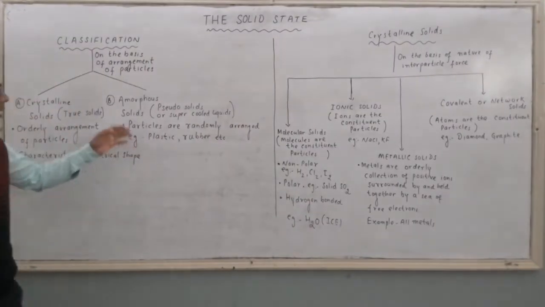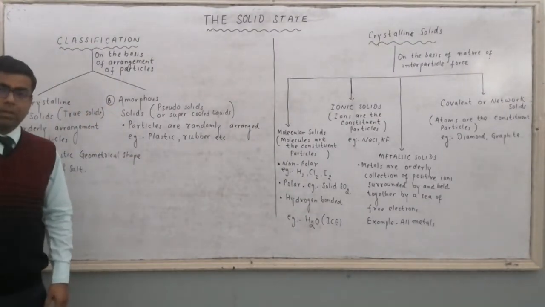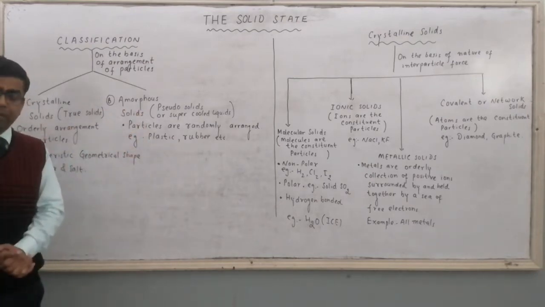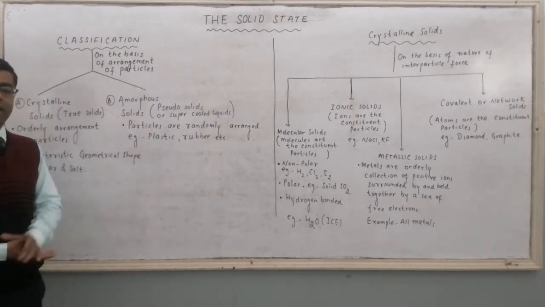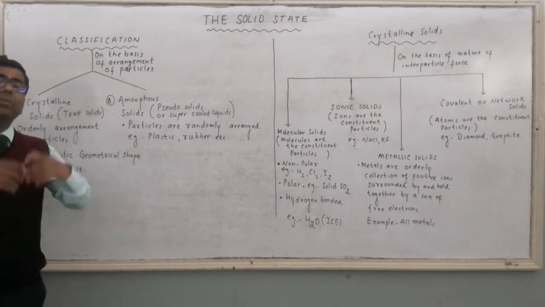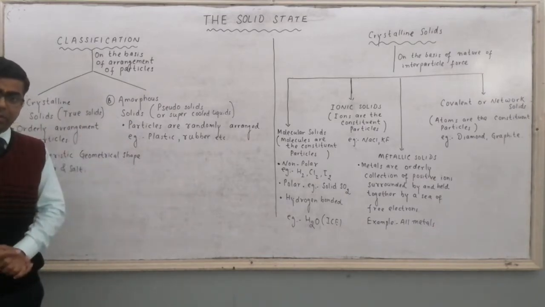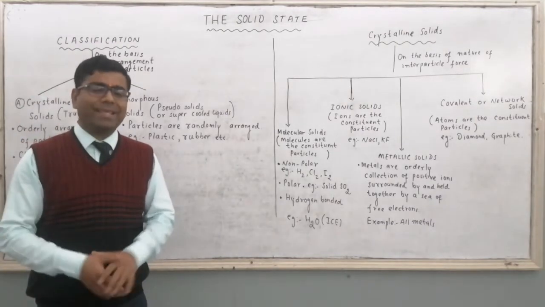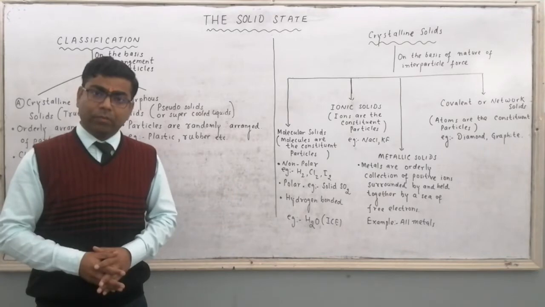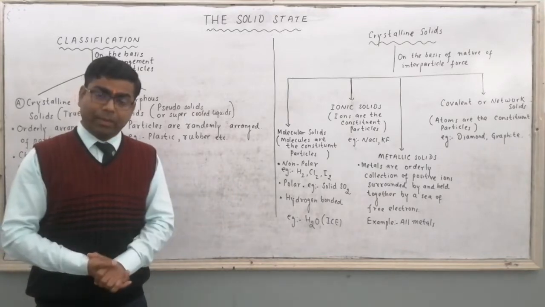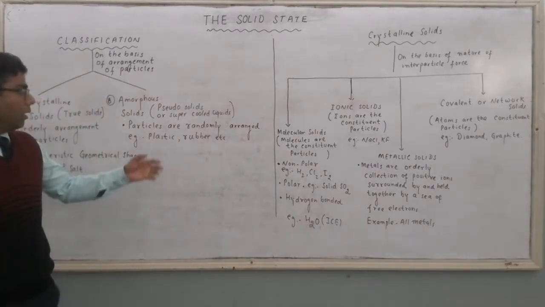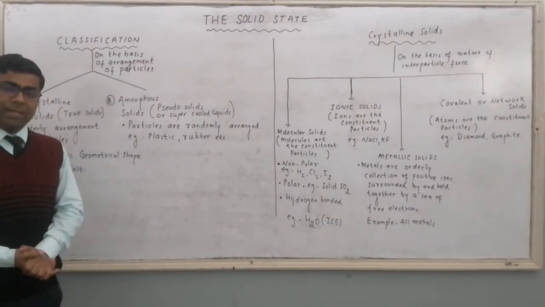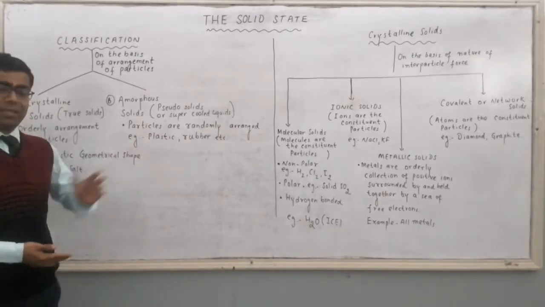Now second part is your amorphous solids. As the name suggests, amorph, no form. Particles here are randomly arranged. They don't have a well-set arrangement, well-set pattern for the arrangement of the particles. And that's why they are also called pseudosolids or supercooled liquids. Examples are plastic, rubber, etc.